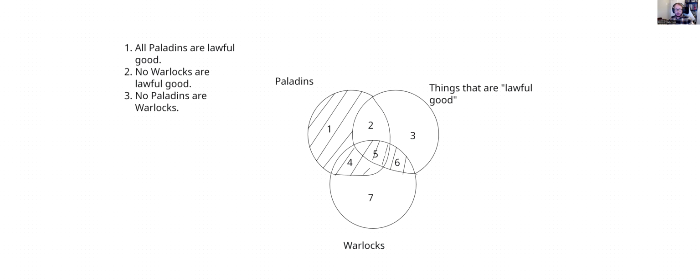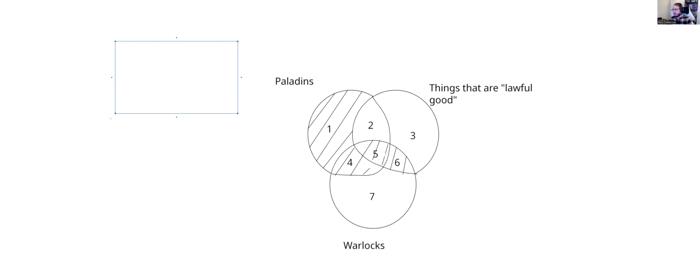One thing to note is there are warlocks still in seven, right? They exist, or they might exist. There could be some warlocks out here, but we know that if it's in seven, it's not a paladin because it's not in the paladin circle, and therefore we don't have to worry about seven, right? Only four and five could render this claim false. And we have basically excluded the possibility of anything being in four and five using the premises.